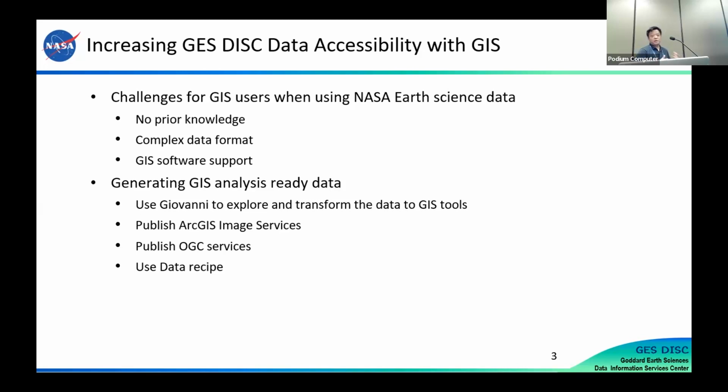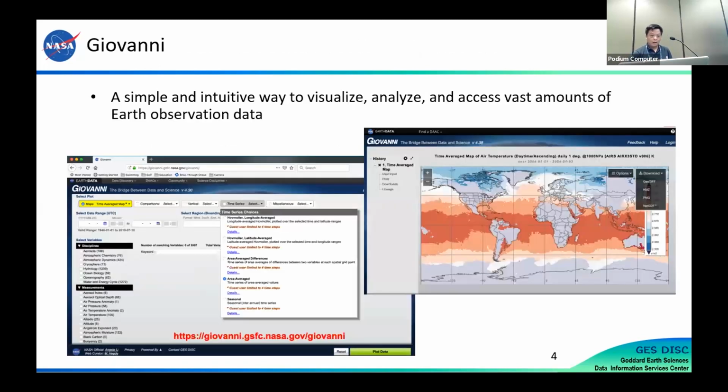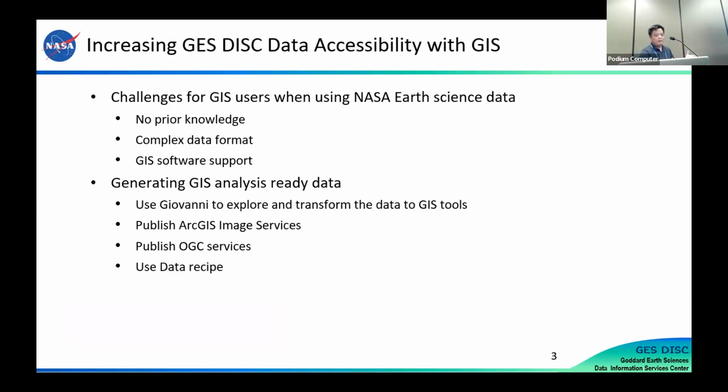In recent years, NASA GES DISC has made lots of efforts to make the data more GIS analysis ready. For instance, we employed Giovanni to facilitate data exploration and transformation into GIS tools, and published the ArcGIS image service and the related OGC services. We also developed some step-by-step how-to documents to guide GIS users to use the NASA data.